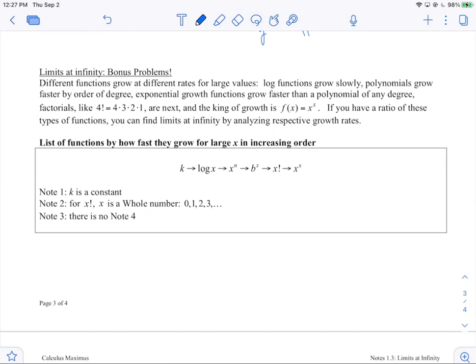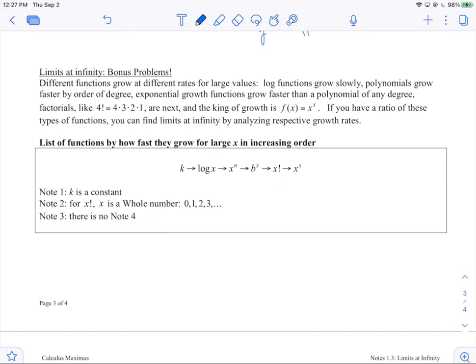The next you have is the power function. So this includes all your radicals, like x to the 1/2, and all your polynomials, like x cubed. We know how to address those, right? The larger the degree, the faster it grows. Okay, but it also works for square roots, cube roots, stuff like that.